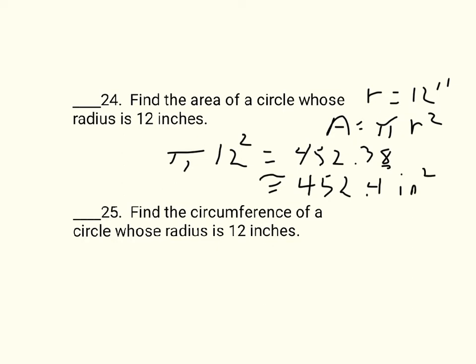The formula for circumference is pi times the diameter, or you could use 2 pi times the radius, since 2 times the radius is equal to the diameter. But we're given the radius, so we have to double it either way to get the diameter. So the diameter would be double 12, which would be 24 inches. So on the calculator, let me erase that. That should be inches.